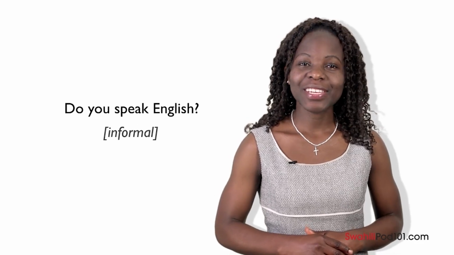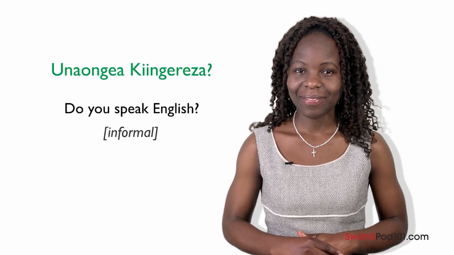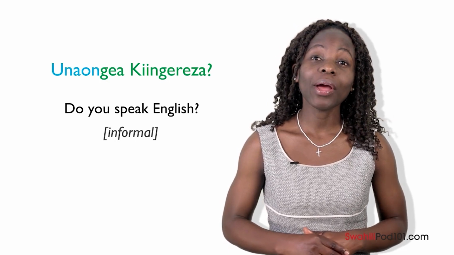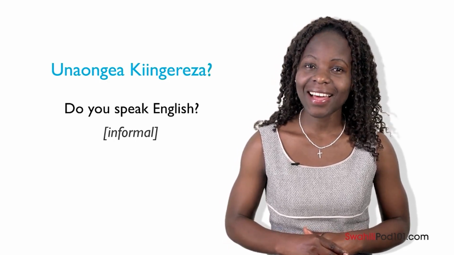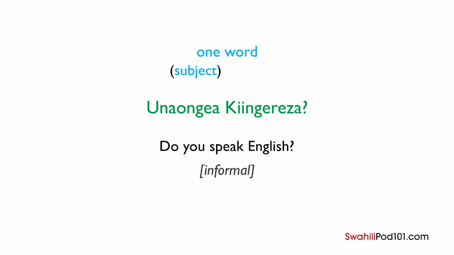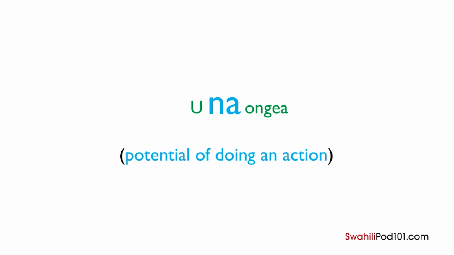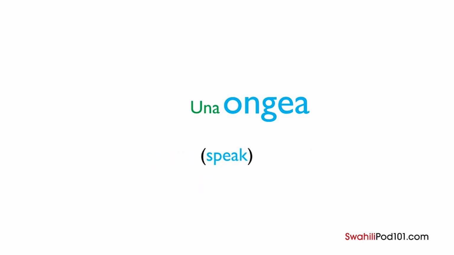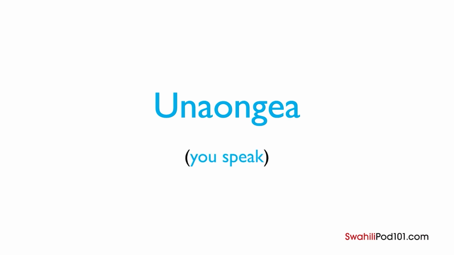Here's the informal way to say it. Unaongea Kiingereza? In Swahili, we sometimes use a one-word phrase that combines the subject and its verb. Unaongea is a good example. Breaking this phrase down further, we have u, which is a pronoun for the subject. Na shows the subject's potential of doing an action. It makes the statement affirmative. Ongea is the verb for speak. Together, we have unaongea, which literally means you speak.